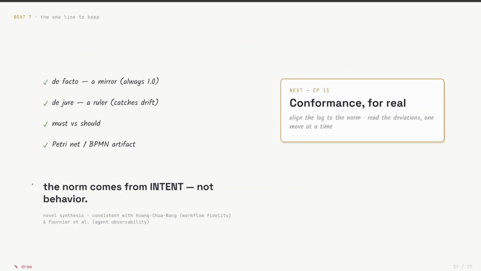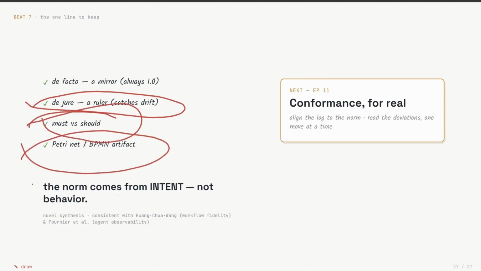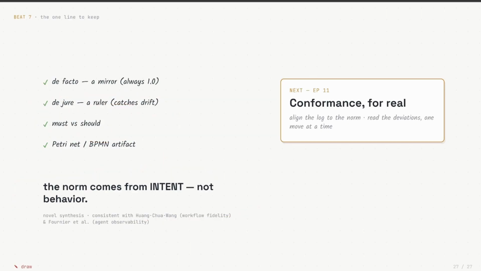So in today's episode, we have spoken about why we need a ruler. We have spoken about the musts versus the shoulds. We have talked about how you need to build your Petri net and BPMN, and how the norm comes from intent, not from behavior. Next episode we will be talking about conformance.